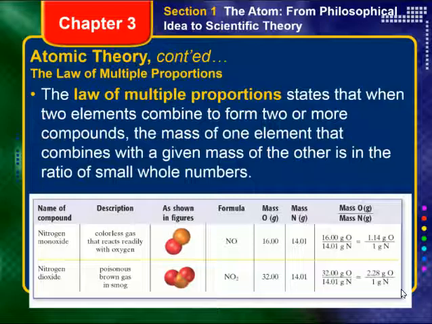The ratio that we're talking about here is not of the oxygen to the nitrogen. It's the mass increase of the oxygen here. So when we make a ratio of the 1.14 and the 2.28, that's a ratio of 1 to 2. I hope you can see that just off the top of your head.